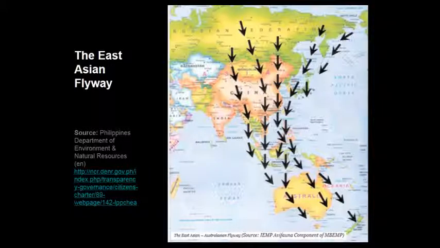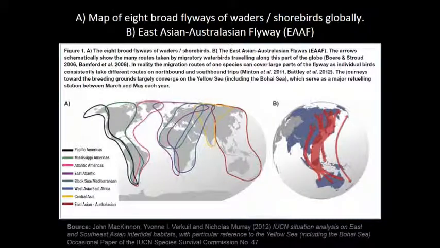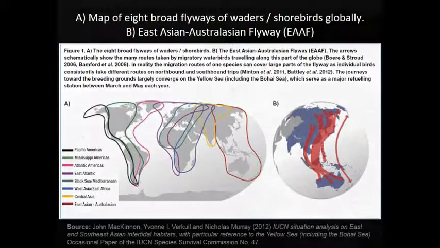In terms of flyways, the East Asian flyway, so that wetland is seen as an important link in the chain for a lot of migratory species that move south from Russia down to Australia and New Zealand in the East Australian flyway. And then just to make that a bit broader, there are 8 broad flyways for waders and shorebirds globally. And you've got B there showing the East Asia Australian flyway. So pretty cool.